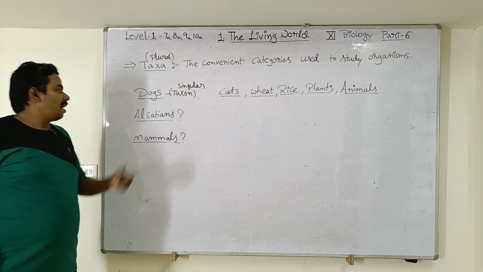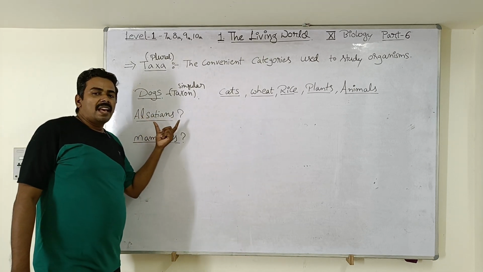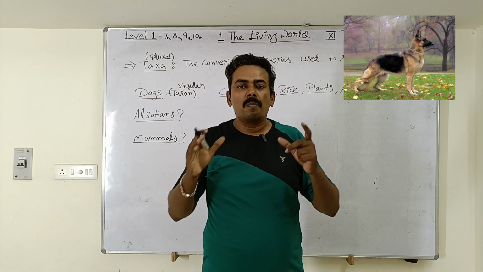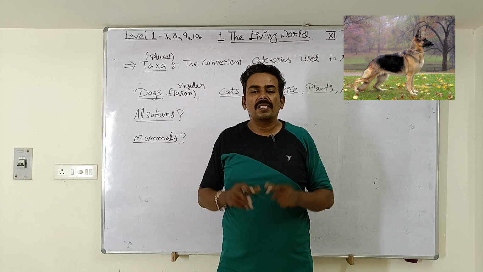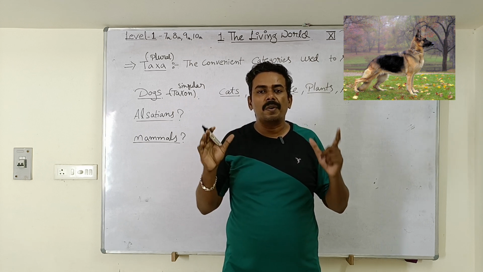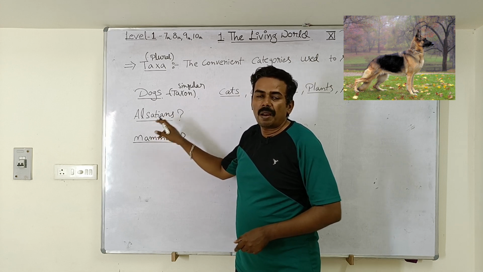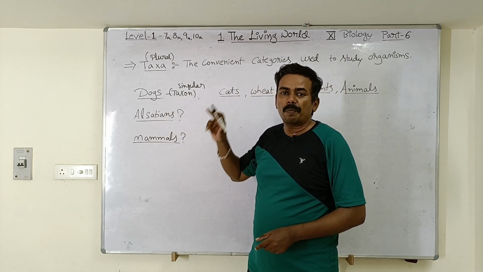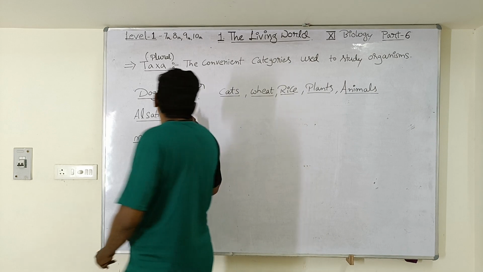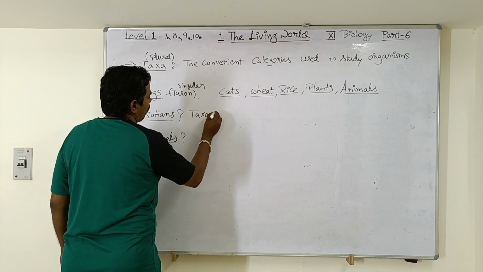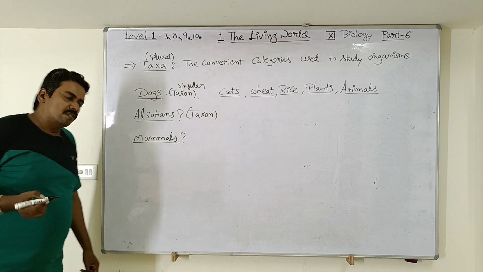If I say Alsatians, what will you imagine in your mind? You will imagine that particular breed of dog which is otherwise known as the German Shepherd dog. It is a particular variety or breed of dog. So this is also a separate taxon, but at a different level.